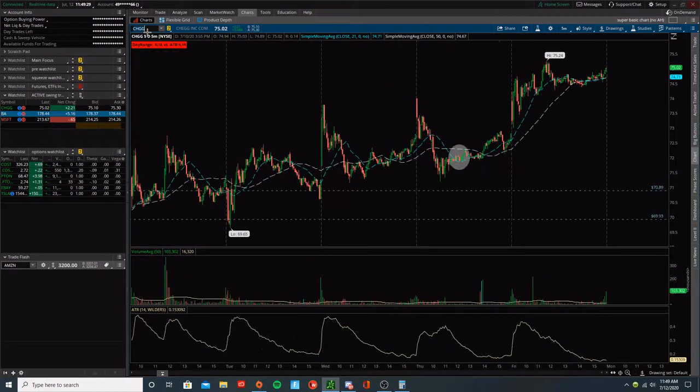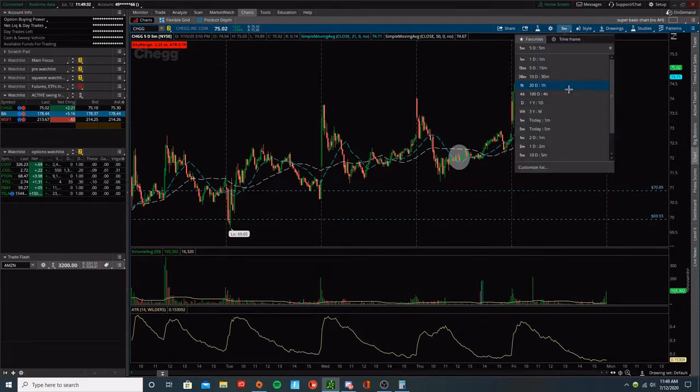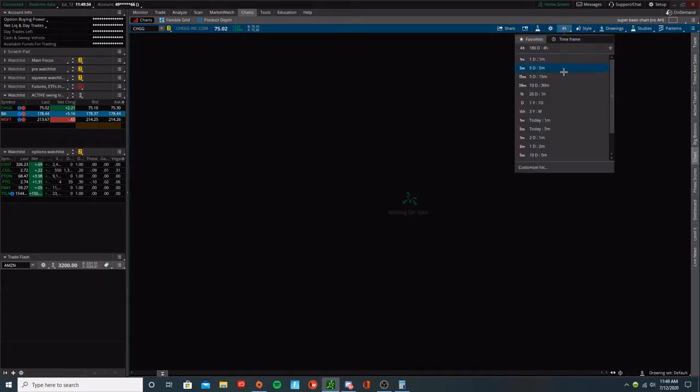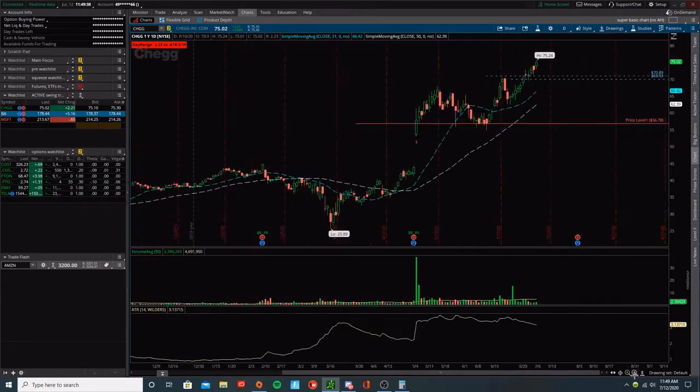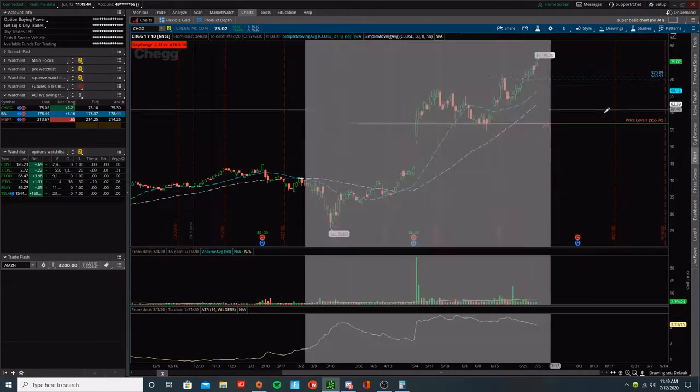Now the next play I'm in is Chegg. This isn't something I posted, but I just want to share this. The reason I didn't post this play is because this is my first time playing Chegg. I'm not familiar with the stock, and I honestly wasn't too confident in the play.